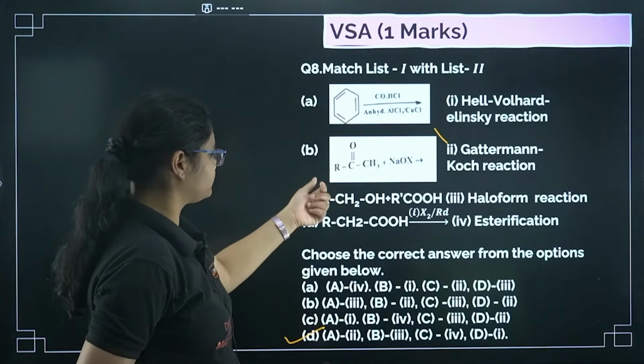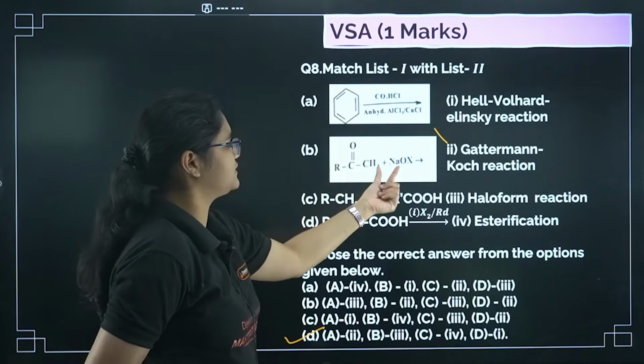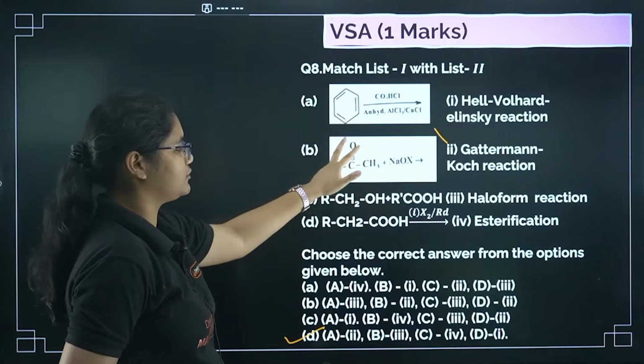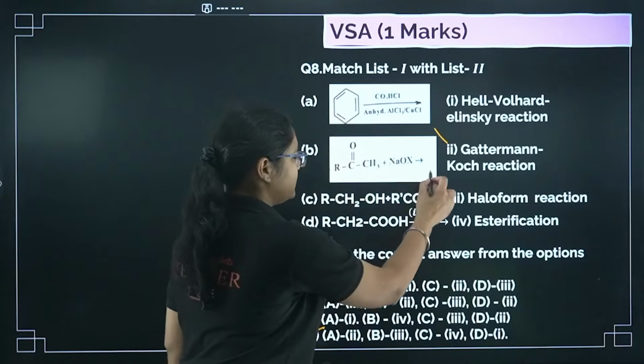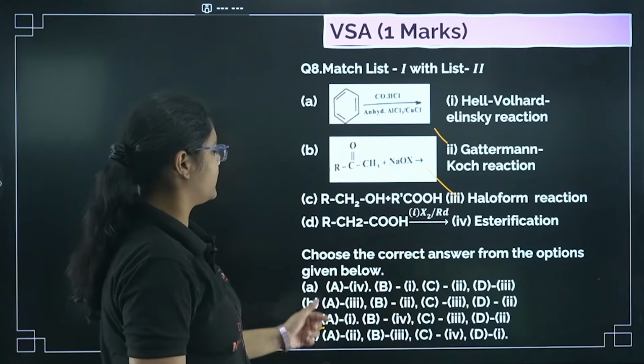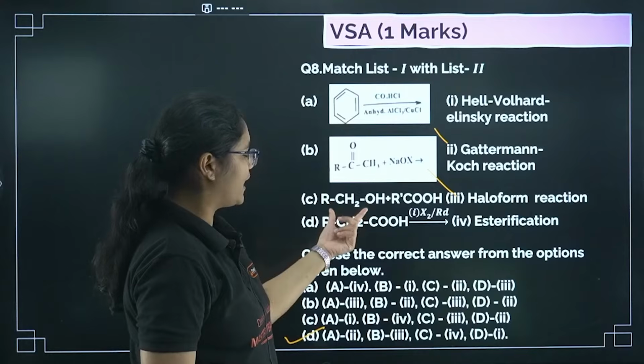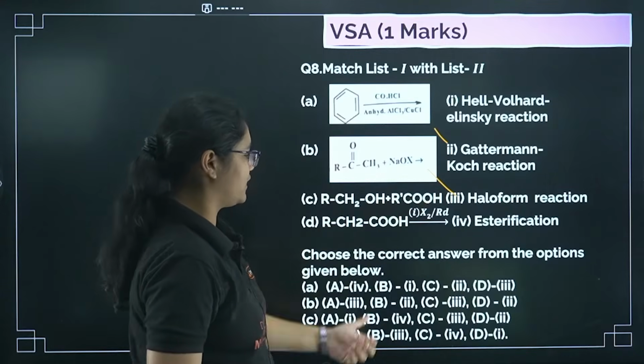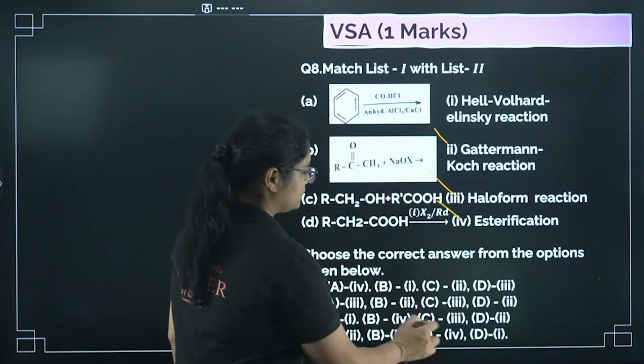Then we have B, RCOCH3 plus NaOX. This is haloform reaction because you have this COCH3 group. So B has to be 3. Yes, that is also correct. Next, you are reacting an alcohol with an acid. So that is your esterification reaction. So C has to be 4.